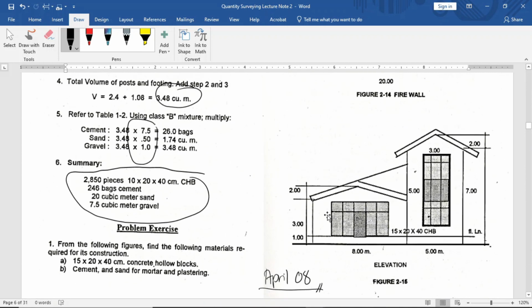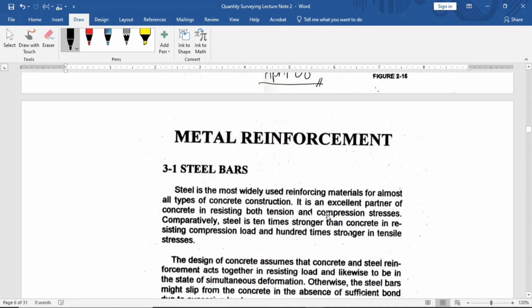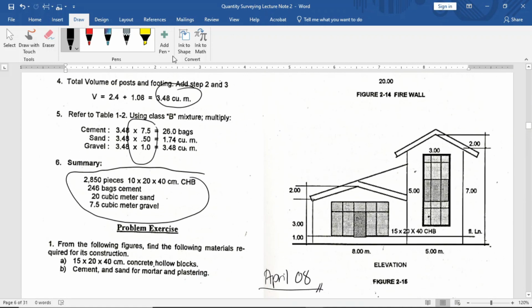So, next topic naman natin is metal reinforcement. So, next video naman natin gagawin.